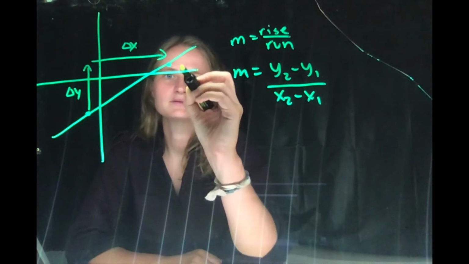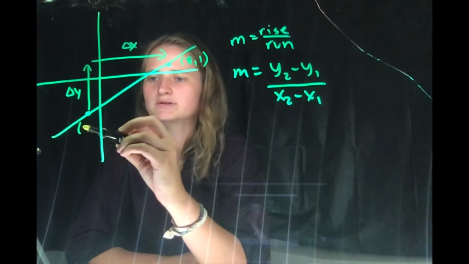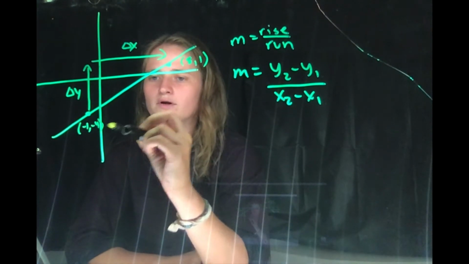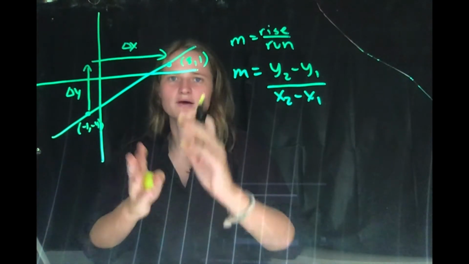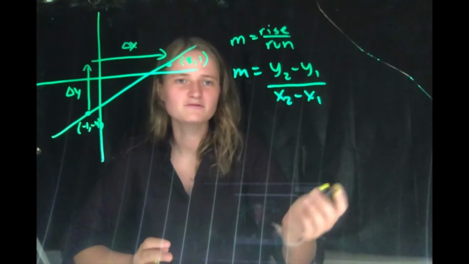So let's take this example. Let's say this point is 8, 1, and this point is negative 1, negative 4. How would we calculate the slope of this line given those 2 points? Go ahead and give that a try yourself, and then come on back.